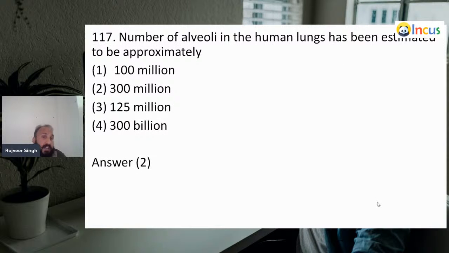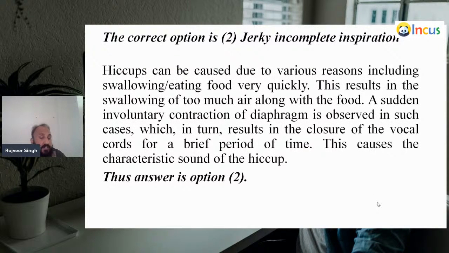Okay, this is a very important question, dear students. So please try to understand what I'm saying. I'll repeat again: hiccups can be caused due to various reasons, including, first of all, eating food very quickly, right? Then this results in the swallowing of too much air along with the food, and a sudden involuntary contraction of the diaphragm is observed in such a case, which in turn results in the closure of the vocal cords for a brief period of time. This causes the characteristic sound of hiccups, right?